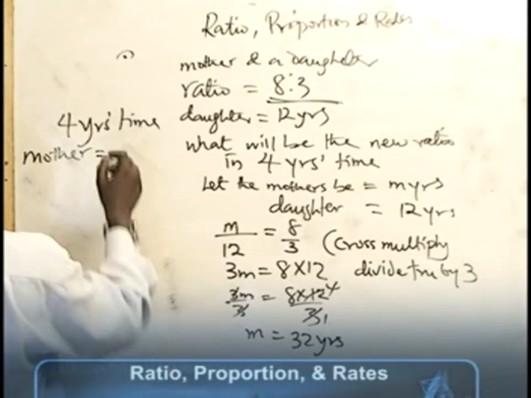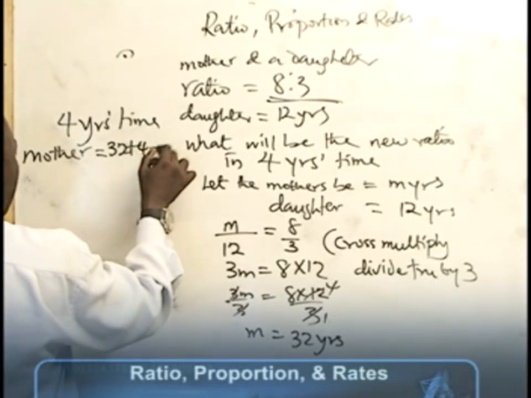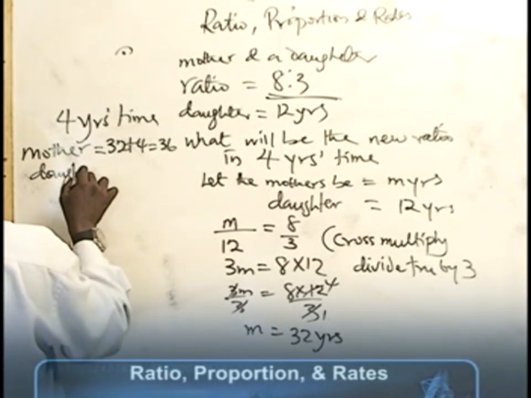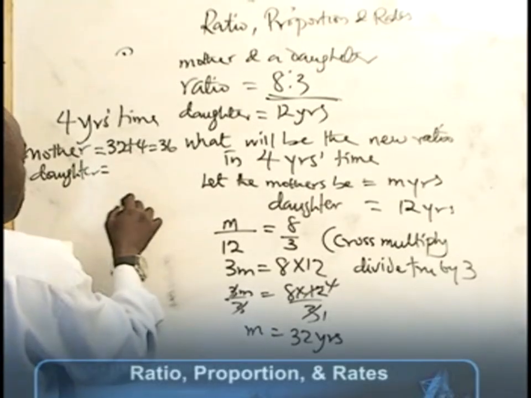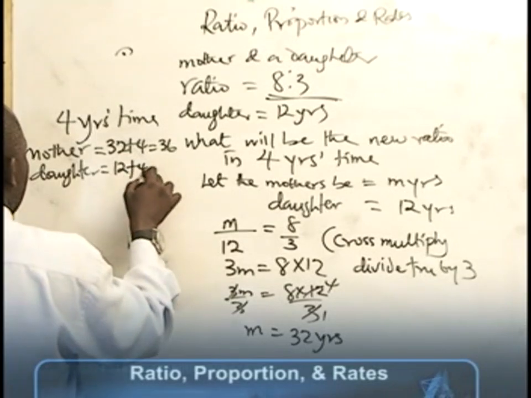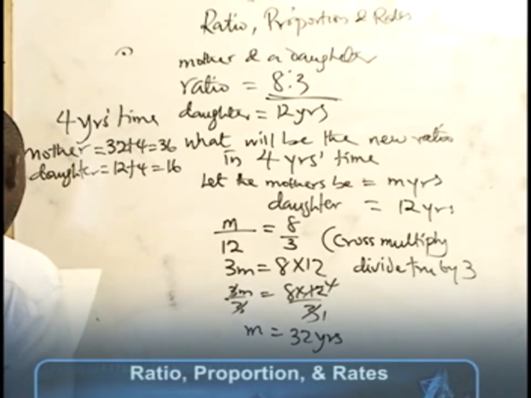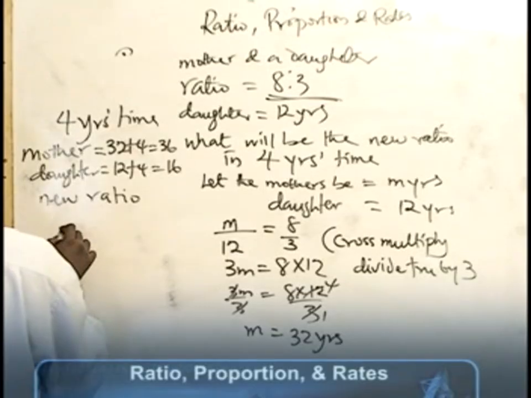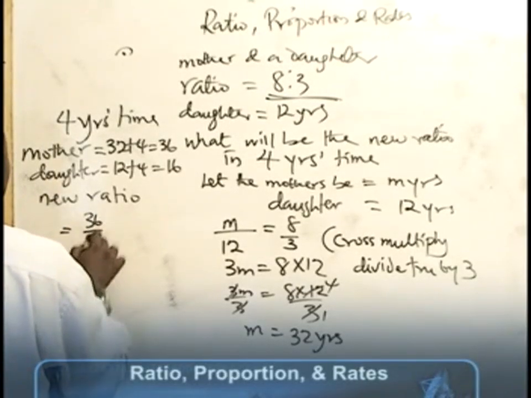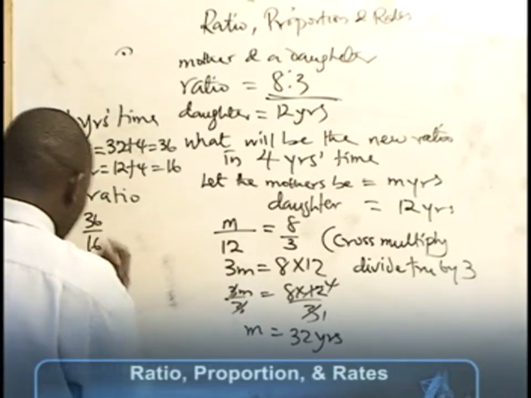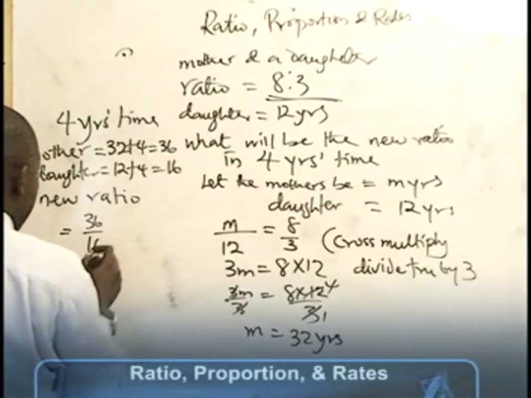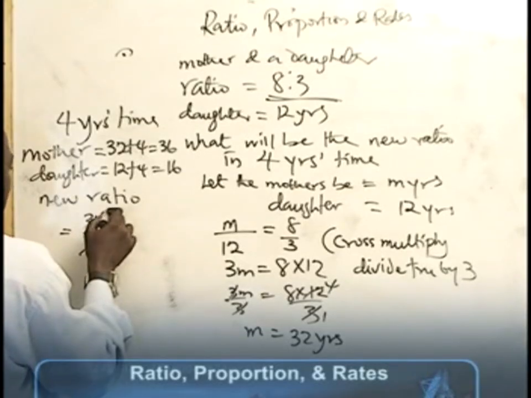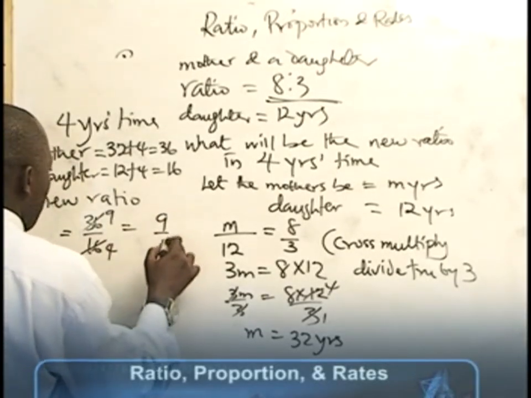will be 32 plus 4, and that's 36. The daughter will be 12 plus 4, which is 16. Then the new ratio equals 36 over 16. And if you're like me, you know the factor that will go in 36 and 16. You'll agree with me, 4 will go in 16 4 times, 4 will go in 36, 9 times. So the new ratio will be 9 over 4.